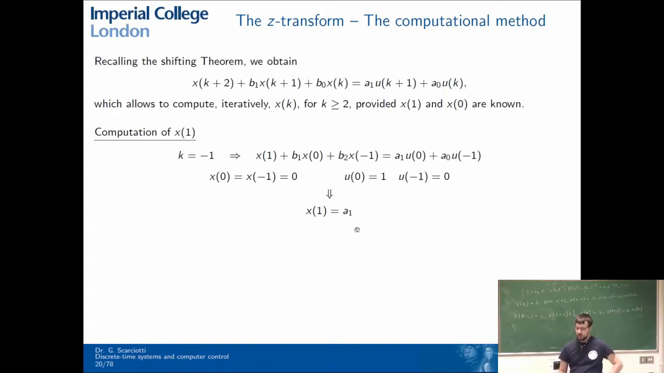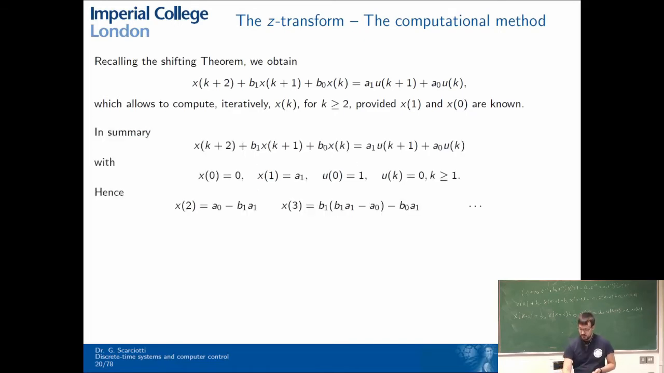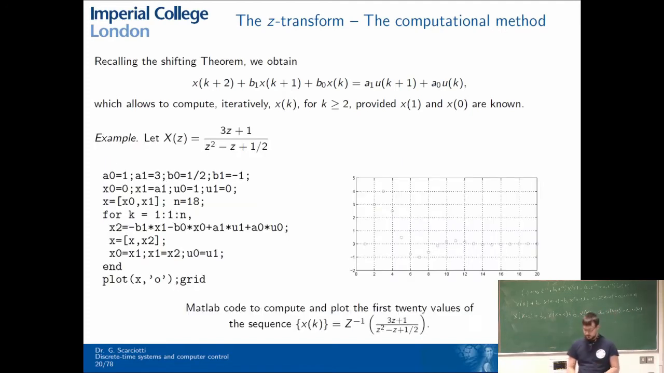Now we have x0 and we have x1, and we can compute in an iterative way all the values of the sequence. Because basically we have this law, we have x0, x1, we have u0, and all the u for all values of k. Then to compute x2, we just replace k equal to 0 in this expression. We replace the values that we have, and we get this expression. x3, and we get this expression, and so on. The reason why this is useful is that this can be implemented on a computer very, very easily, and you can implement it in MATLAB.